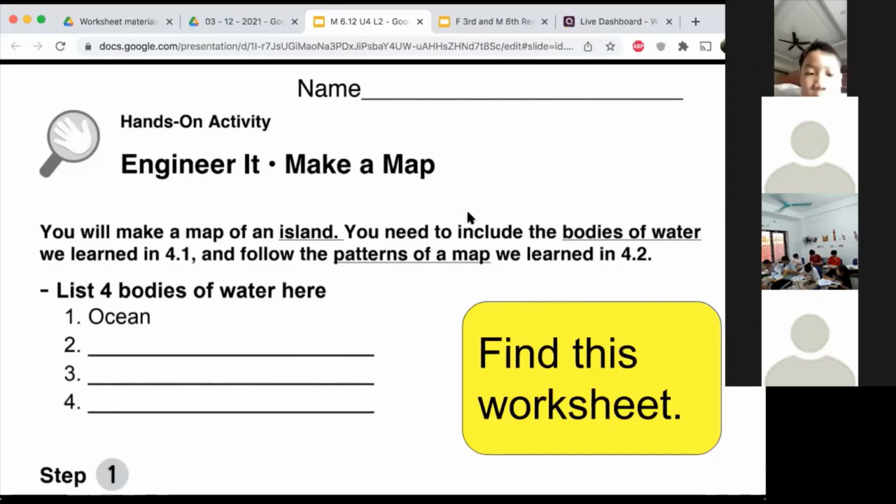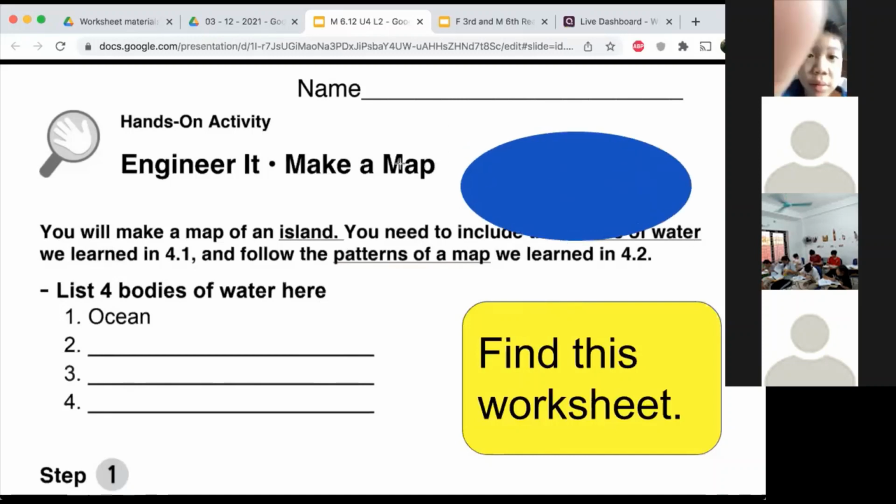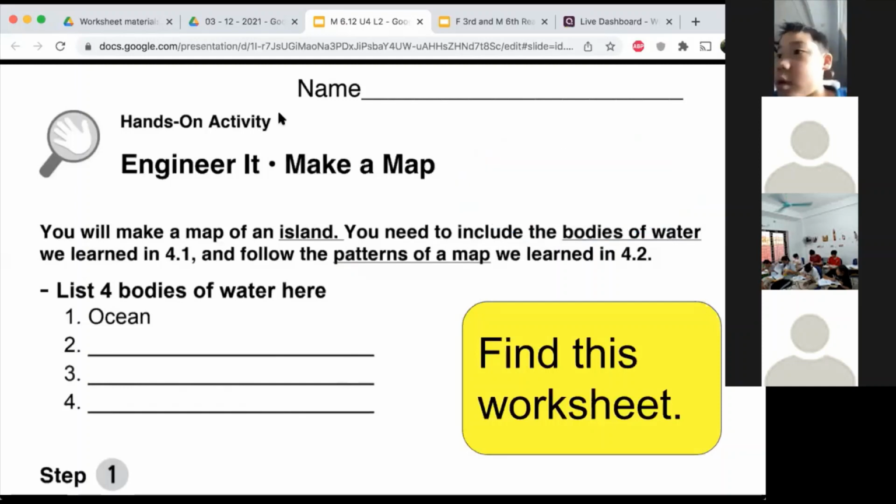Remember, islands, here's the ocean. Islands are just land surrounded by water. Here are some islands. And you don't say the S. So everyone unmute and say island, island. Island. Good, you don't need the S, island. So you're going to make a map of an island, and this worksheet is to help you plan.